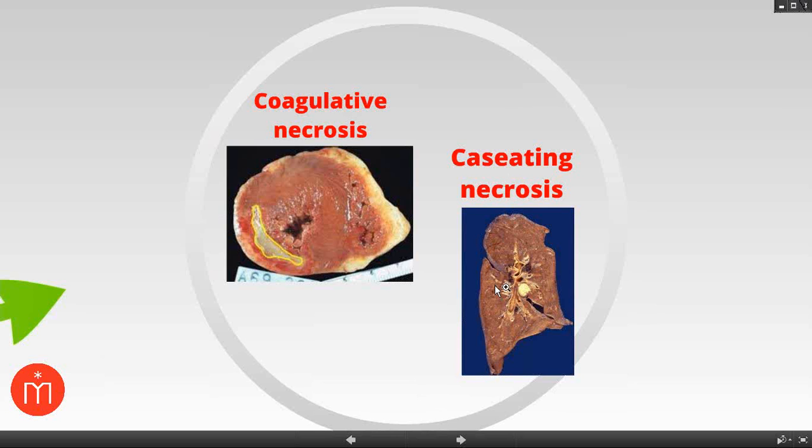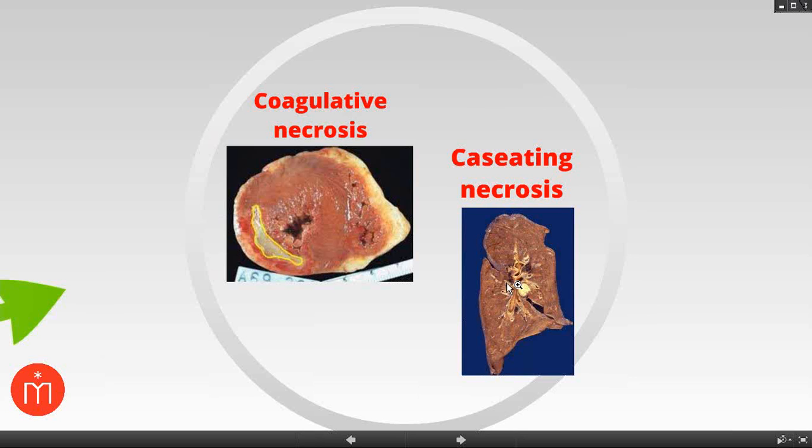In TB, we get this cheese-like consistency that comes from all of the macrophages forming collections and granulomas. These are the so-called caseating granulomas. And we get this cheese-like consistency of the tissue, and you will only see that in TB. If you remember that, you will get that question right on the USMLE.